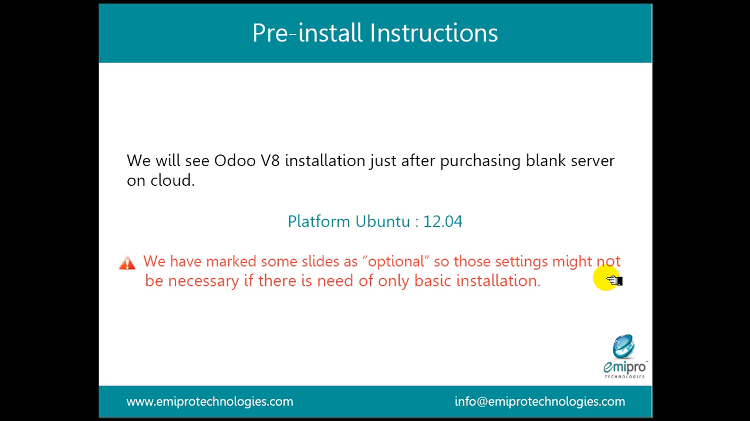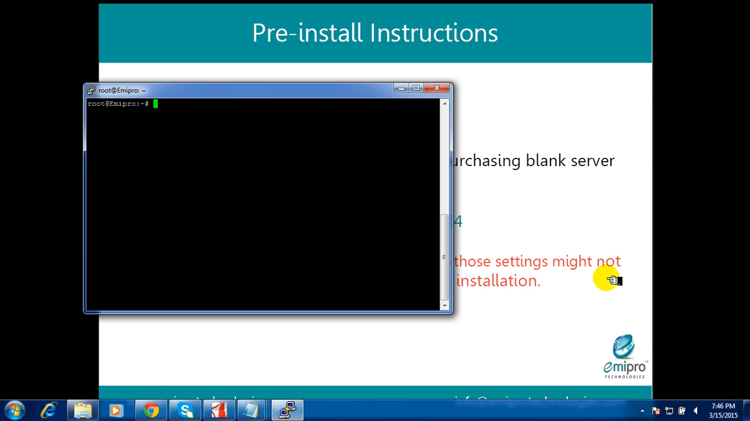So the server in which I am going to install and set up Odoo is totally blank. I did nothing after just purchasing it. And here I have marked some slides as optional, so those settings might not be necessary if there is a need of only a basic installation. Please keep this in consideration. So let us verify Ubuntu 12.04. So this is the Ubuntu 12.04 precise.